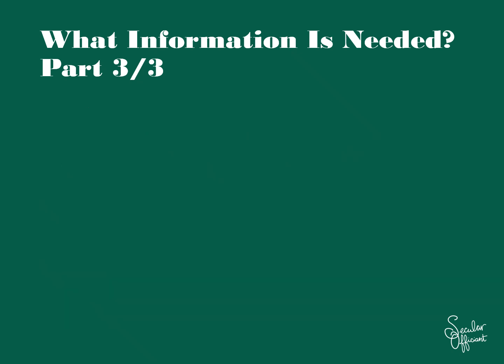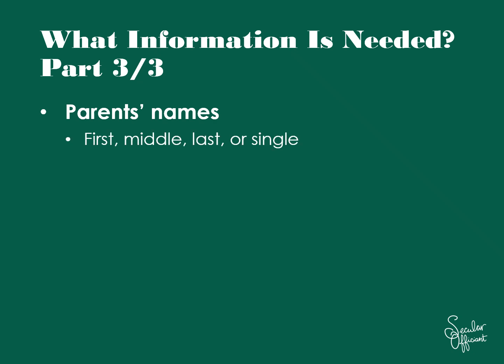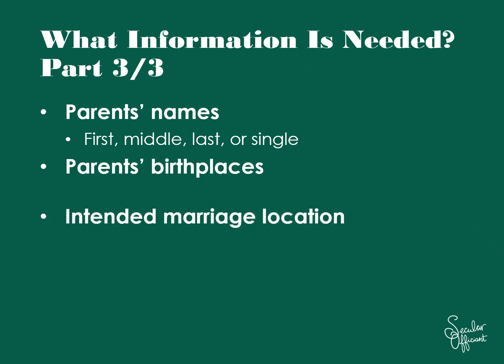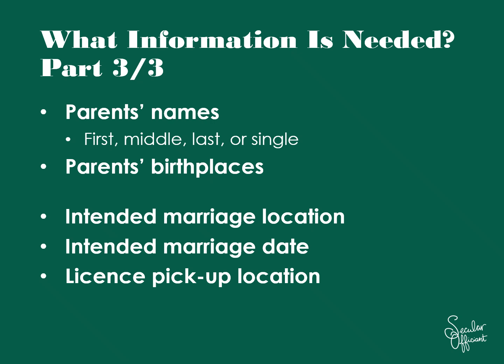What information is needed? Part 3 of 3. The marriage license application will also require the following information from you and your partner: the parents' names, first, middle, last, or single name, the parents' birthplaces, the intended marriage location, the intended marriage date, and the license pickup location.